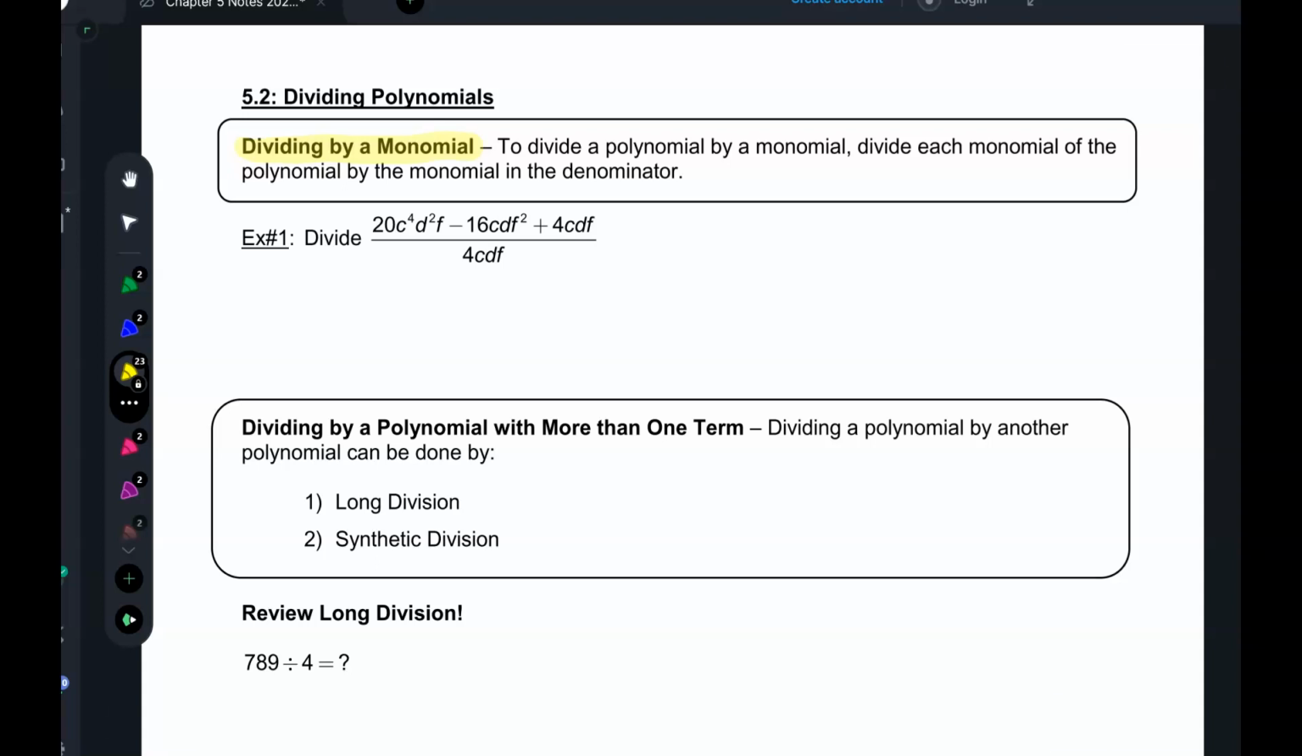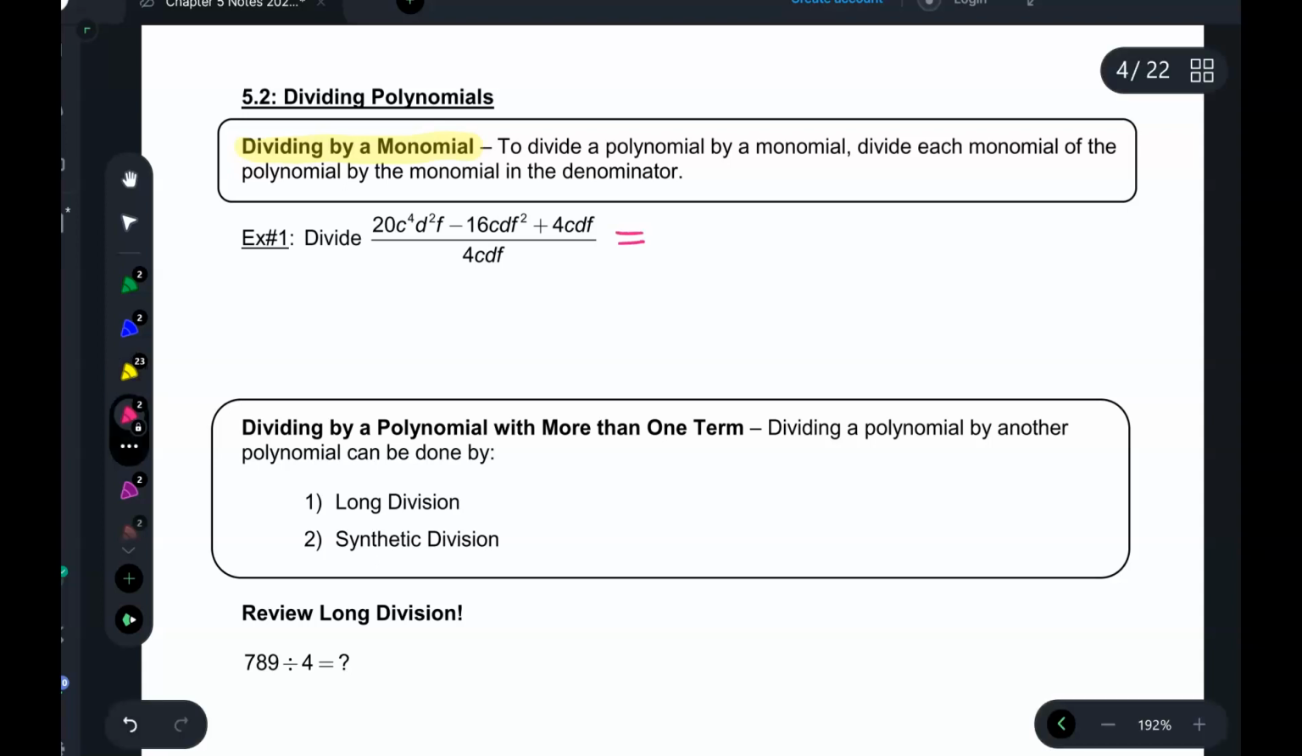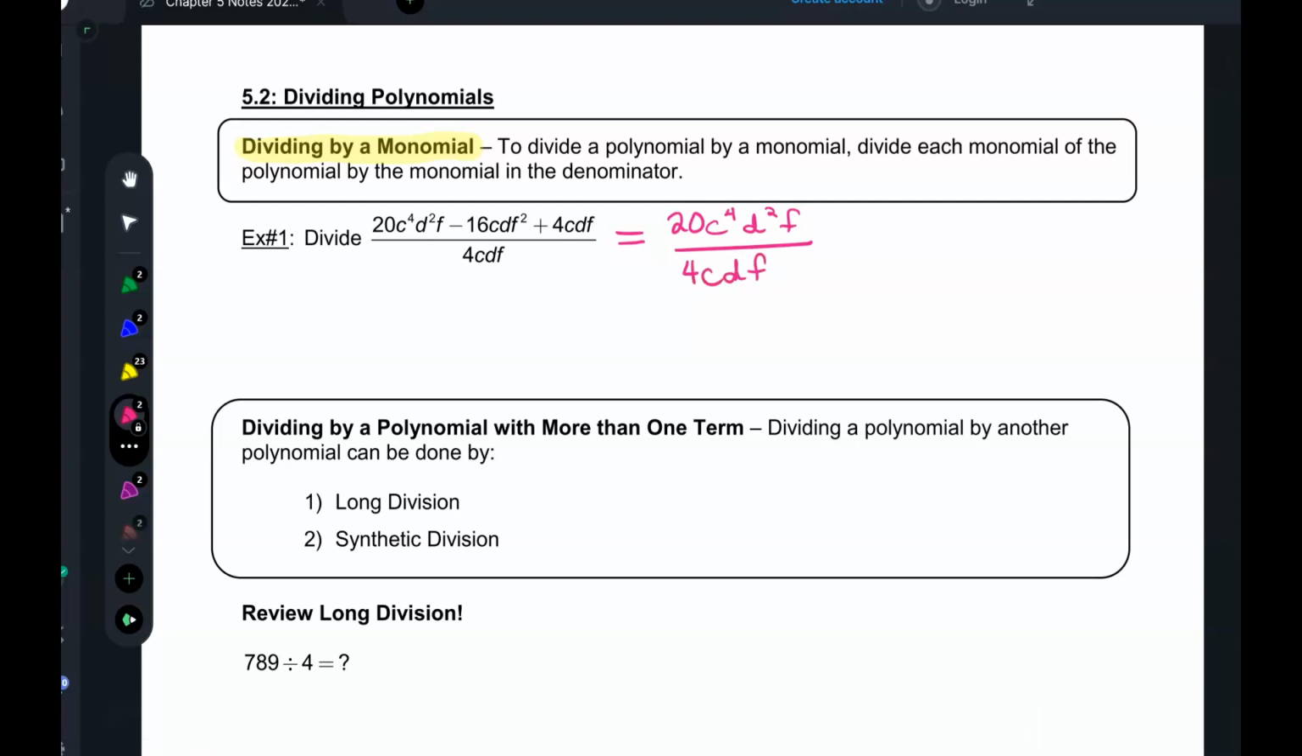Okay? So if I just have one thing on the bottom, I'm going to take each part of the numerator and split it up like that. Does that make sense? So I'm going to take this into this. I have to be able to divide it into each part.